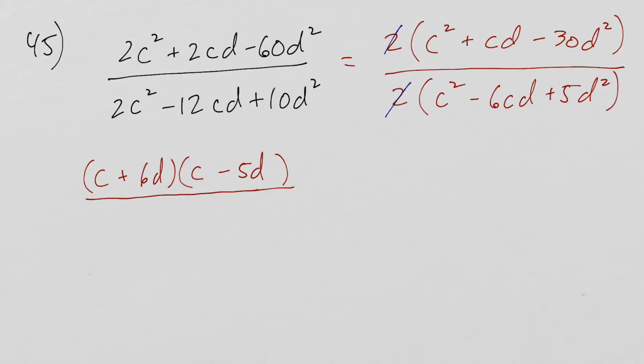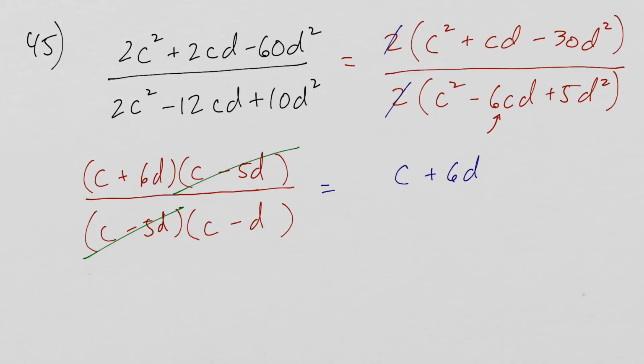On the bottom, we have C and C. We're trying to get to negative 6. So negative 5D minus 1D, and that'll get us to negative 6. Okay, we have a common factor of C minus 5D on the top and bottom, so that cancels, and we're left with C plus 6D on top. Notice I got rid of the parentheses because they would be redundant, and C minus D on the bottom.